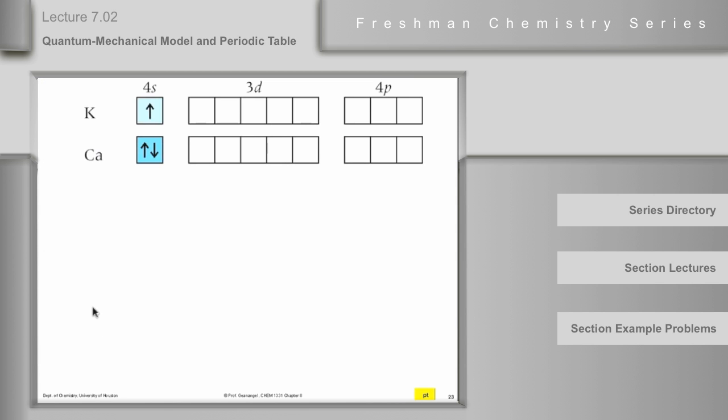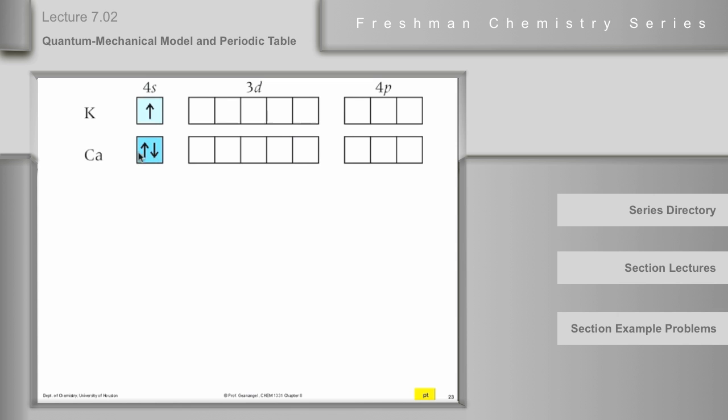Here's the comparison of the two. So potassium, Z is equal to 19, has argon, which is Z equal to 18, plus 1. So there's 1 electron that will go in the 4s. So potassium has a 4s1 configuration, 1 unpaired electron in its atoms. Calcium is Z is equal to 20.